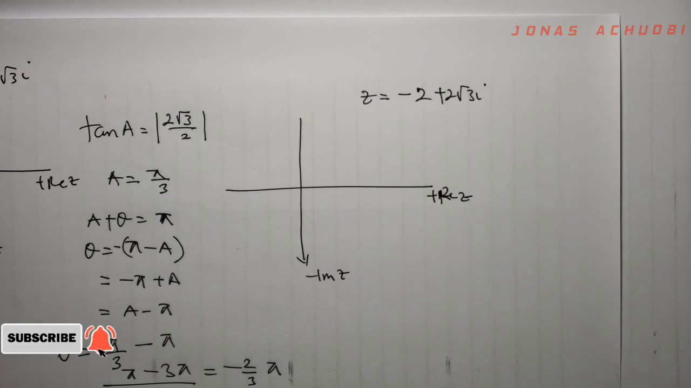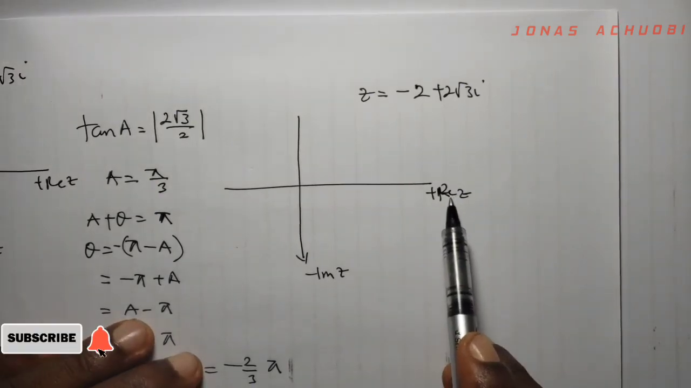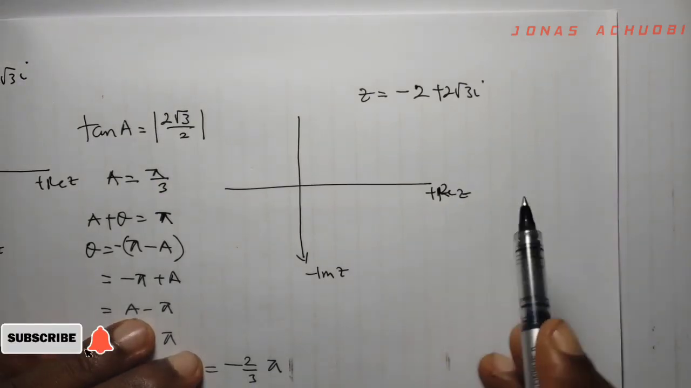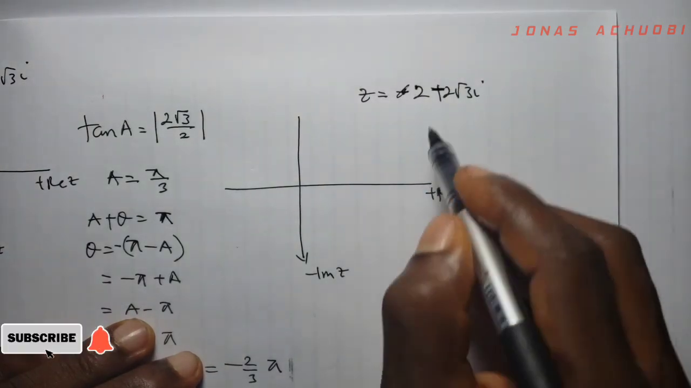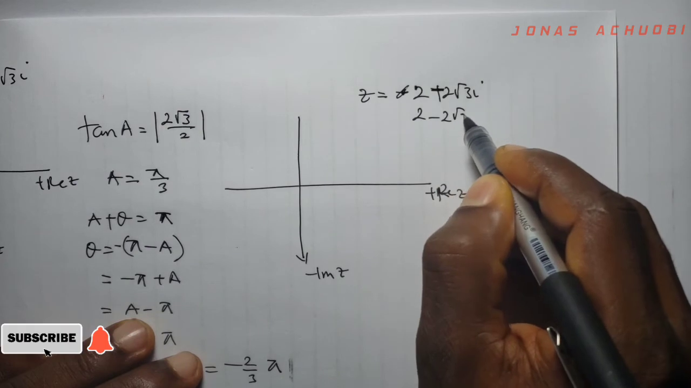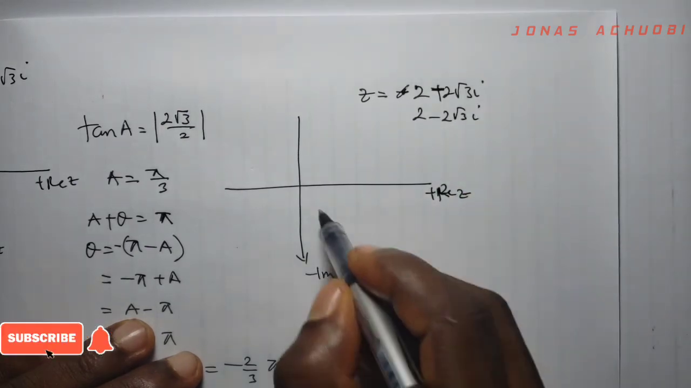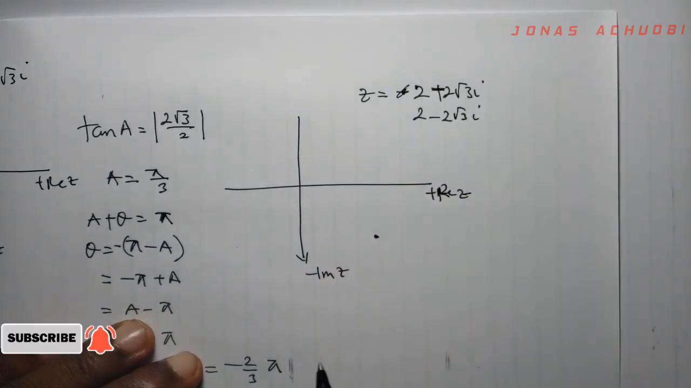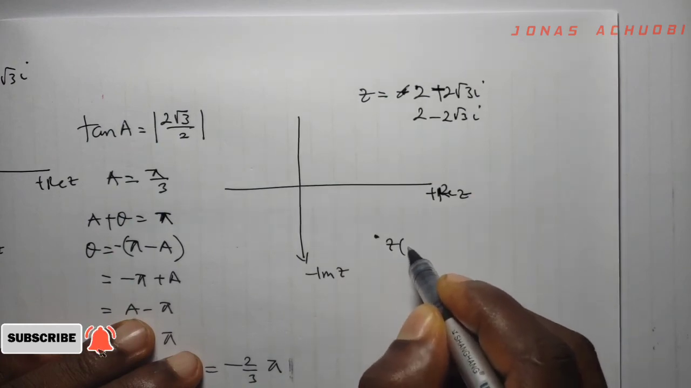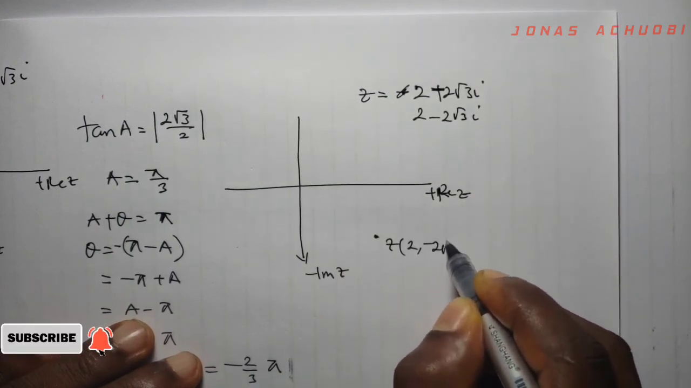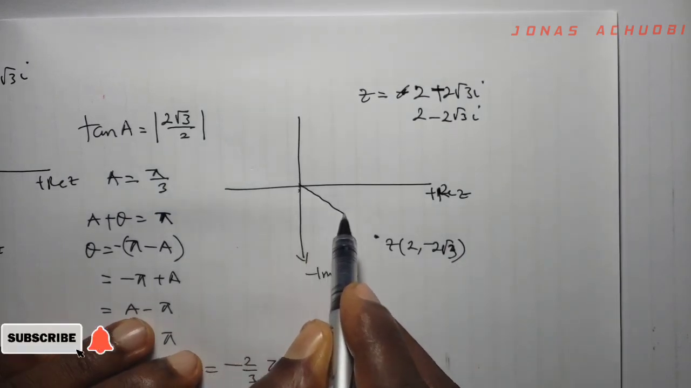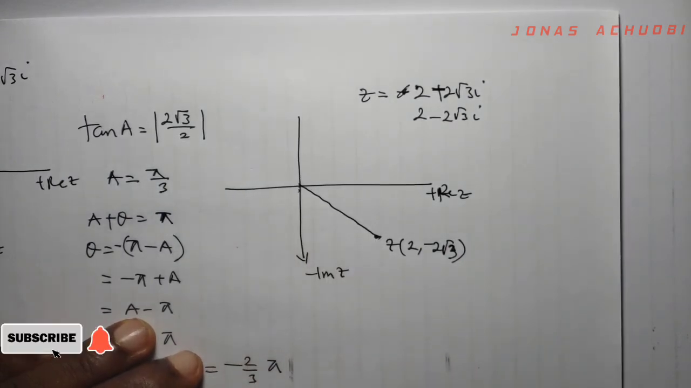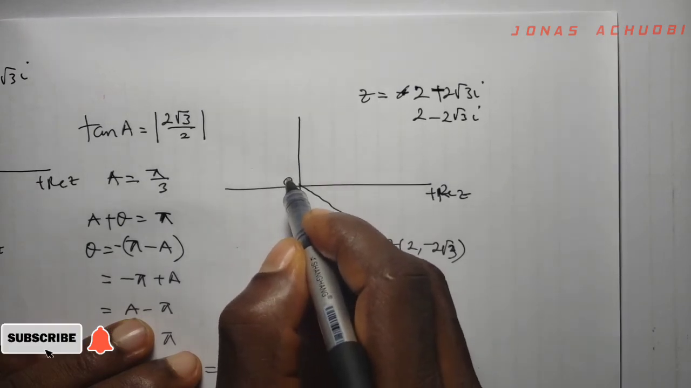So now let us investigate what happens if the complex number is in the fourth quadrant. In the fourth quadrant, the real part is positive and the imaginary part is negative. So we have 2 minus 2 root 3i. The complex number can be found here in the fourth quadrant. So z, we have 2 and then minus 2 root 3. If we draw this line here, we have that to be our complex number, and this is the origin as usual.